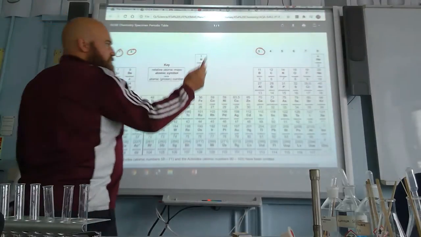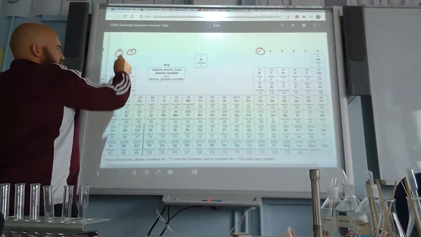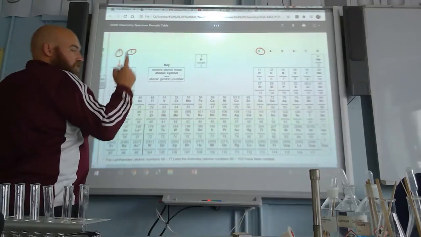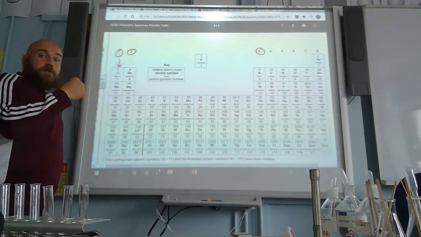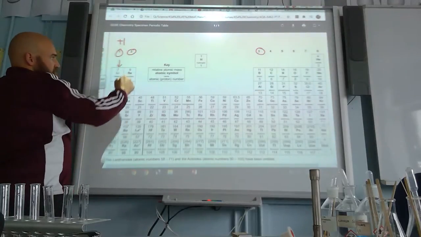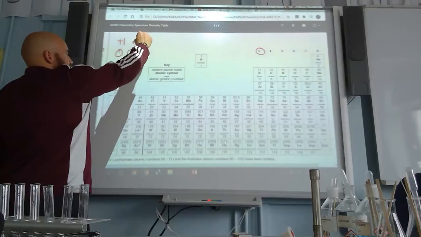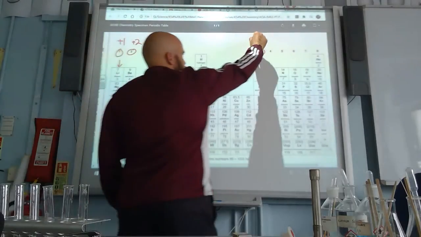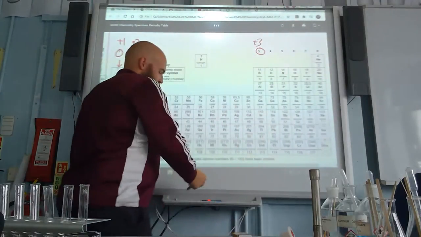I've only circled the first three because I'm only interested in the metals for now. So these ones here will have one electron in their outer shell, which means they'll lose that electron when they react and become a plus one ion. Group two will lose two electrons to become a plus two ion. And group three will lose three electrons and become a plus three ion.